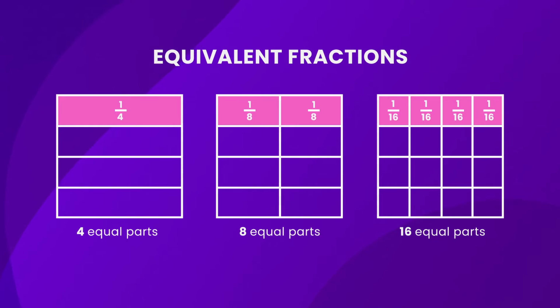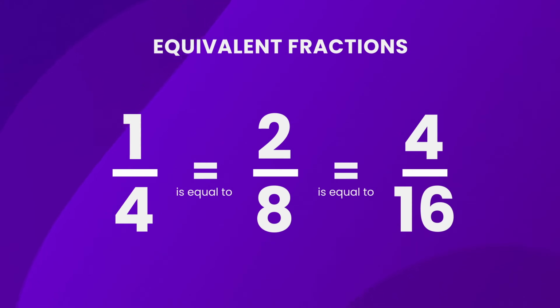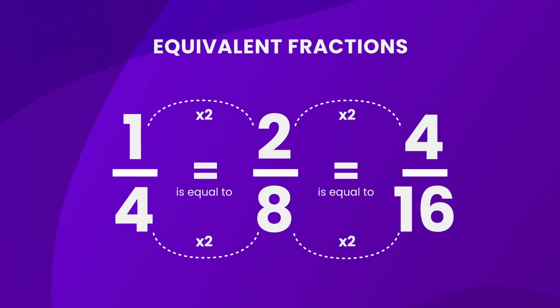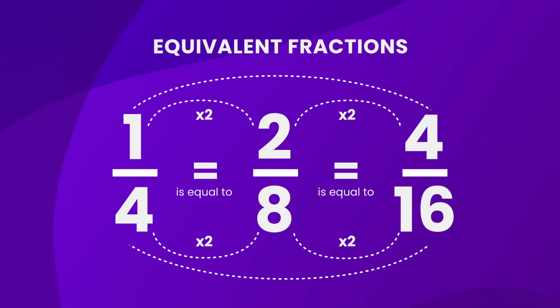So we can conclude that 1/4 is equal to 2/8, and both of these are also equal to 4/16. You'll notice that in this example, to get from 1/4 to 2/8, you multiply the numerator and the denominator by 2. You do the same thing to get from 2/8 to 4/16. And to get from 1/4 to 4/16, just multiply the numerator and the denominator by 4. And this is how we find equivalent fractions, by multiplying the numerator and the denominator by the same number.